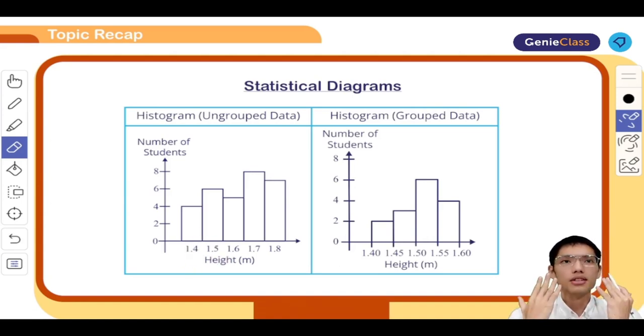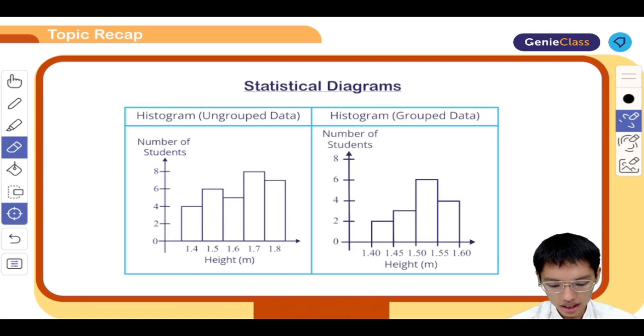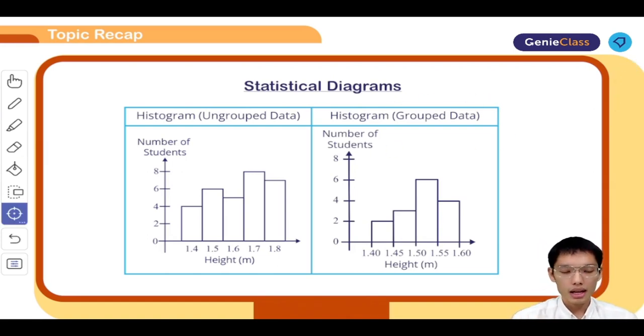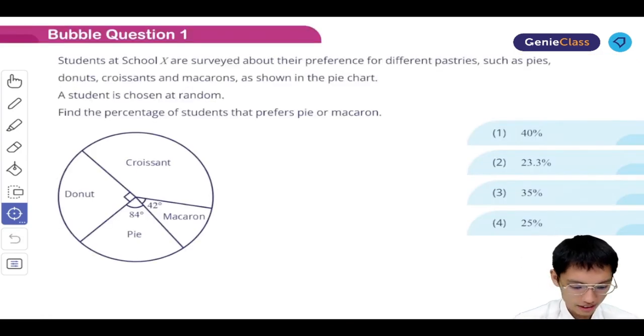But we know that is not going to be the general case. We know our height is going to be in a range. So therefore, in certain cases, group data may be more accurate. And also, in certain cases, ungrouped data may be more accurate. Okay, so with all these statistical diagrams, what are the questions that may come out? The next 2 bubble questions will emphasize on that. So let's get on to it with the first bubble question for today.